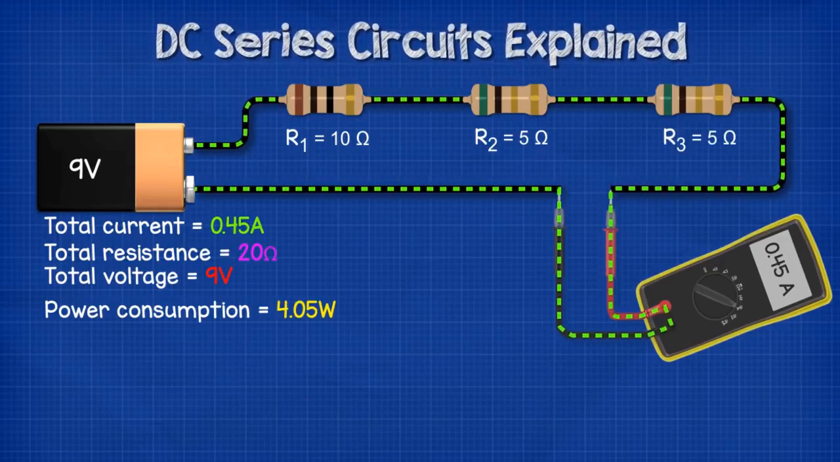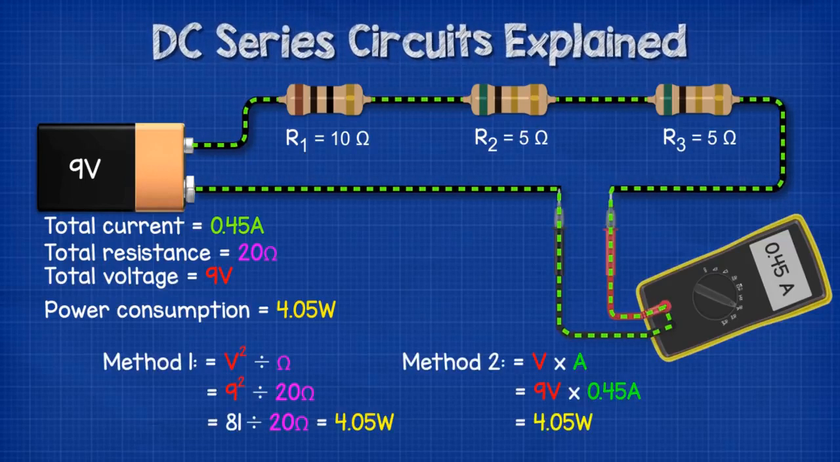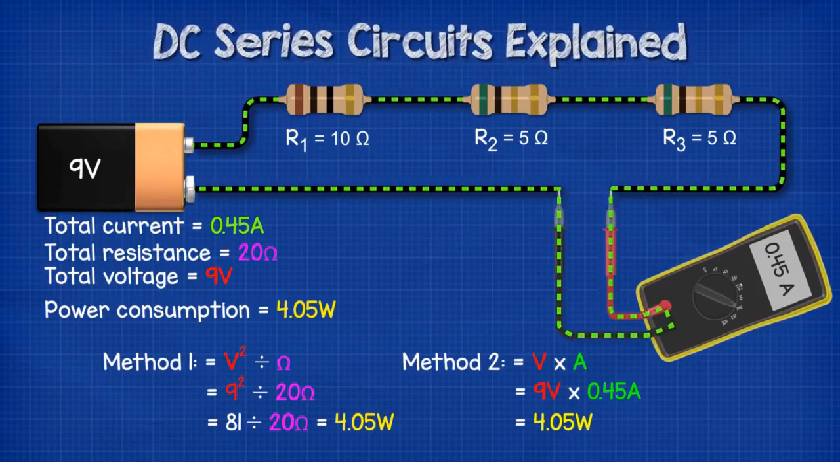In the circuit with the 10 ohm and the two 5 ohm resistors, the total circuit resistance was 20 ohms, and the current was 0.45 amps. So 9 volts squared is 81, divided by 20 ohms gives us 4.05 watts. Or alternatively, we can use 9 volts multiplied by 0.45 amps, which equals 4.05 watts.